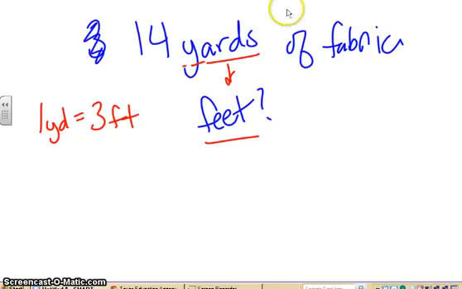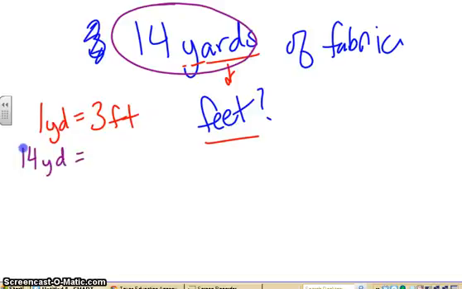So now let's write down what we know. Right now we know I have 14 yards, so I'm going to put that on the yards side. And right now I don't know how many feet I have. I have to figure that out. So now I can use my mathematics chart to help me solve this. So I know that I'm going to be converting from yards to feet, because that's what I'm trying to figure out. So let's look at what they did at the top when they converted from yards to feet. How did they get from 1 to 3?